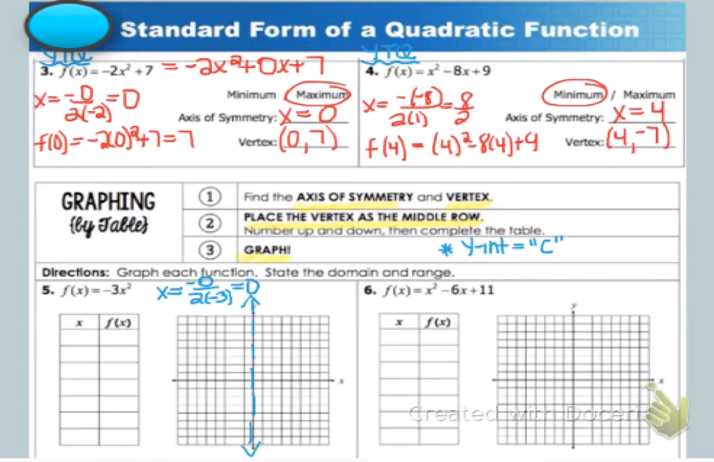Now the next thing is I've got to find the rest of the vertex. So in order to do that, I'm going to plug 0 in for x in the function, and I find out that y is also 0. So this one has its vertex at (0, 0). So right there at the origin is the vertex. And I'm going to label that. I'm going to put it in my table and locate it somewhere near the middle. So say we put it right in here, (0, 0), and that's the vertex.